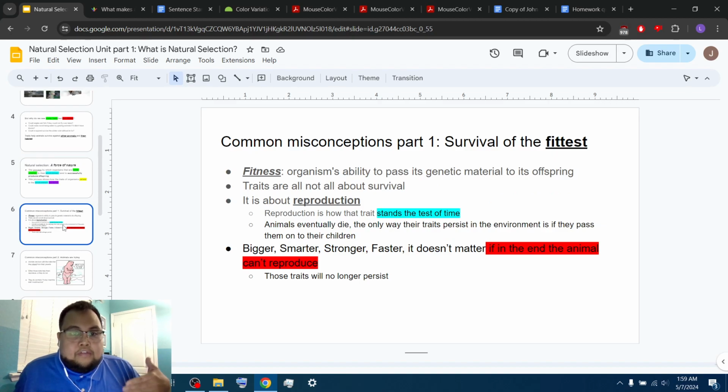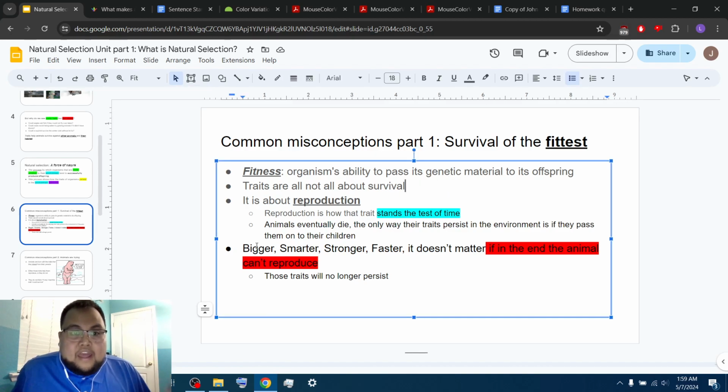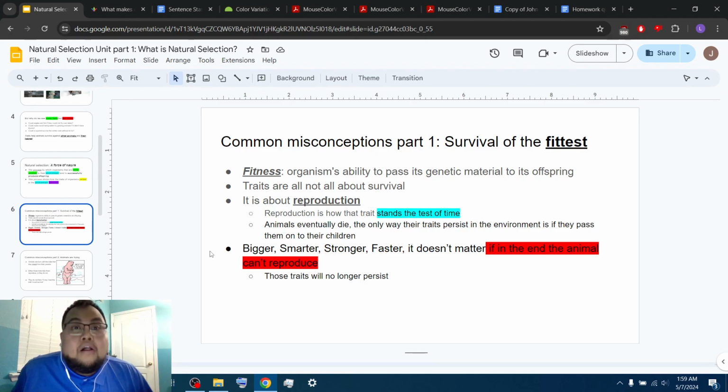And so the first misconception that I want to address about natural selection is that it's survival of the fittest. Students need to write down this definition for fitness: it's an organism's ability to pass its genetic material, right? The material in its nucleus, the material in the cells, that genetic material, to its offspring. So the traits that persist in the environment are not all about survival. Survival is a means to an end. You need to emphasize that to the students.